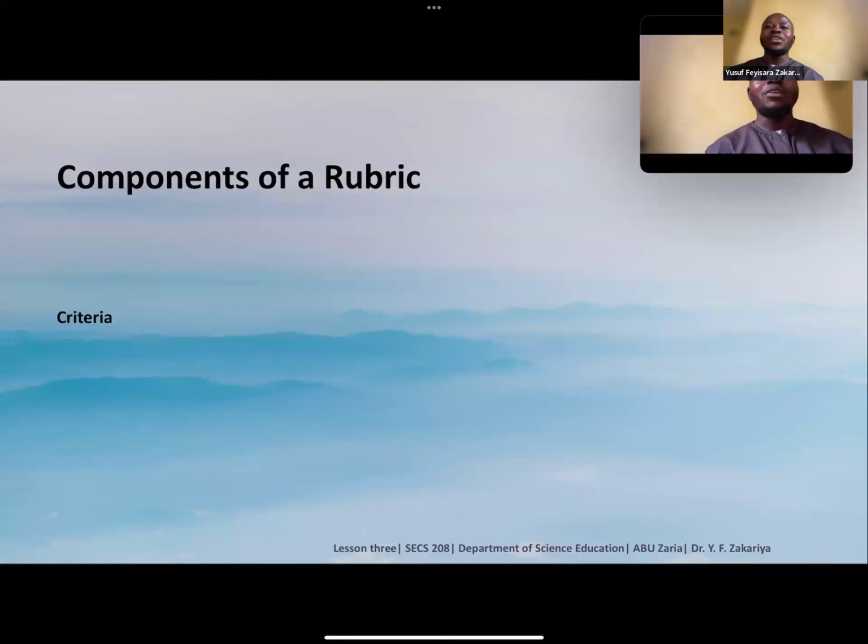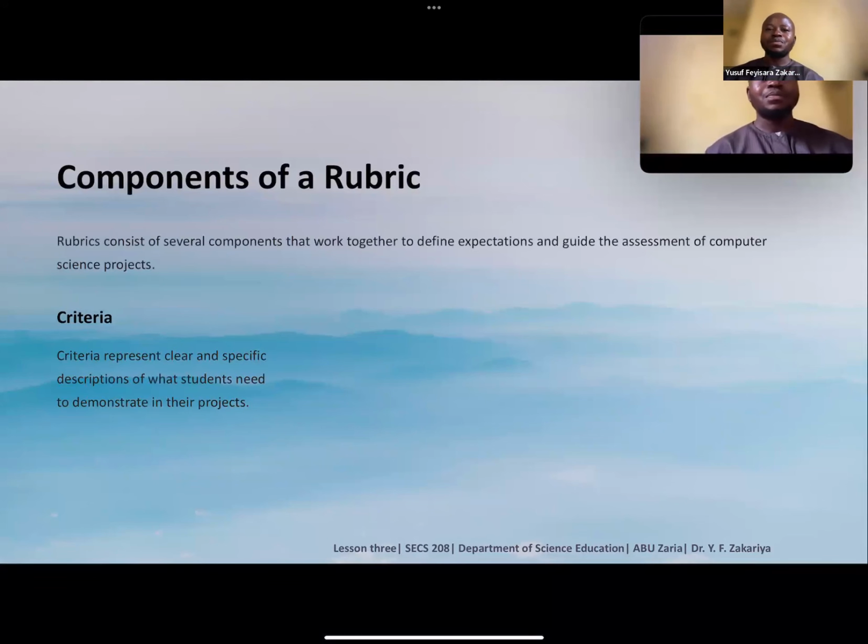Okay, what about the components of a rubric? So we have the criteria. For every rubric, we have criteria, and criteria represent clear and specific descriptions of what students need to demonstrate in their project. The criteria are very important. You need to do this functionality. You need to show clarity. I will bring that very soon.